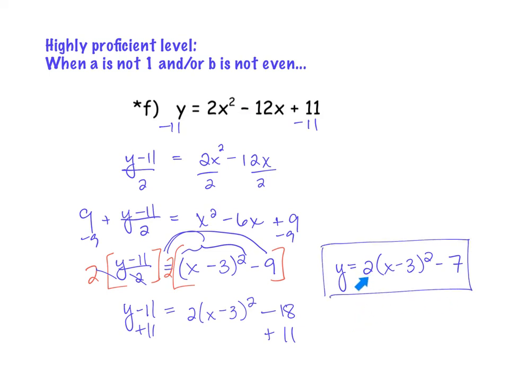And then we have an A of 2. And that's that for completing the square.